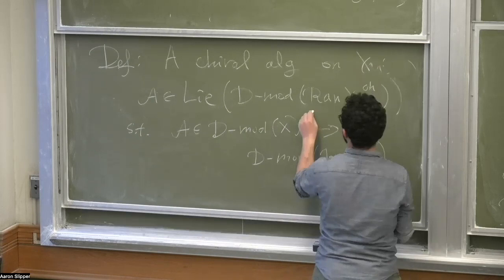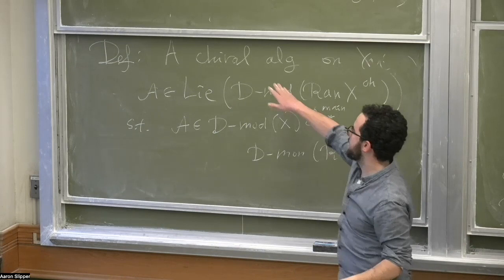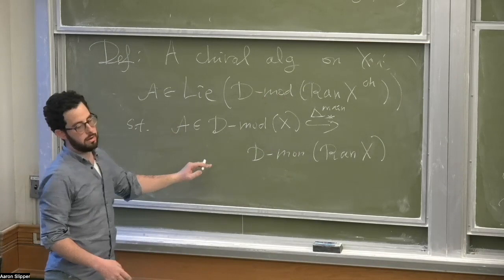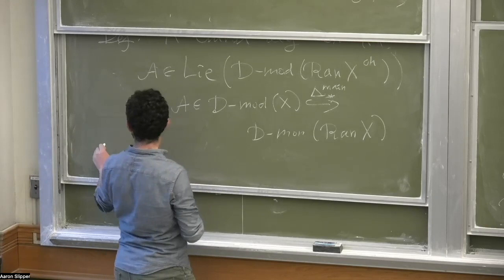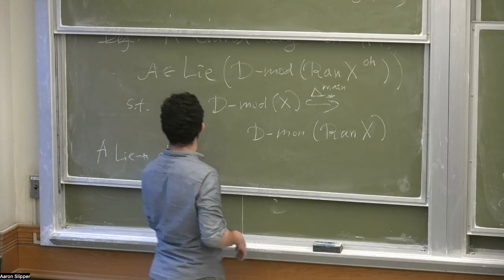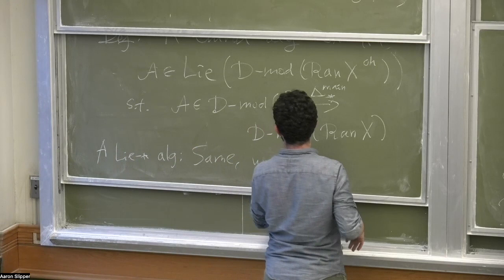So a chiral algebra is going to be a Lie algebra with respect to this particular structure, with the condition that it is supported on the main diagonal of X^n. And a Lie-star algebra is the same, but with respect to the star monoidal structure, which is where the name star comes from.